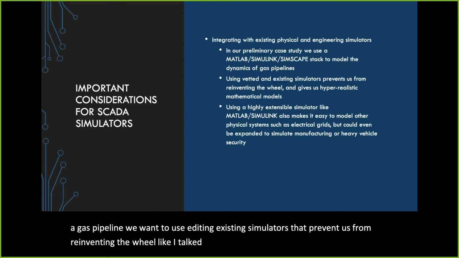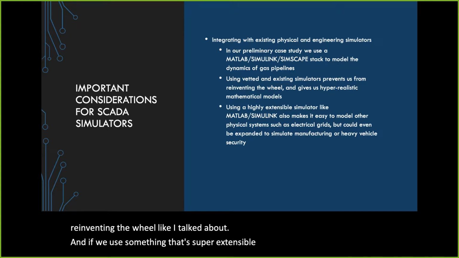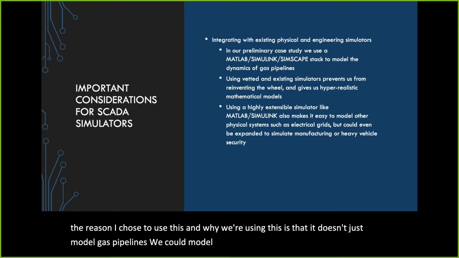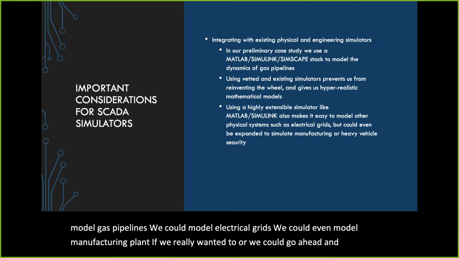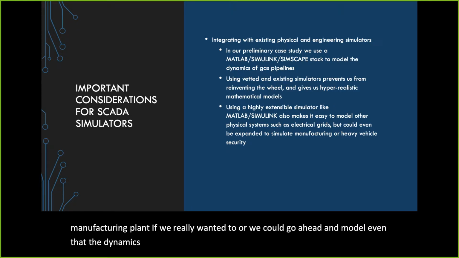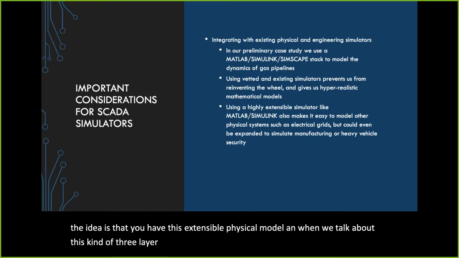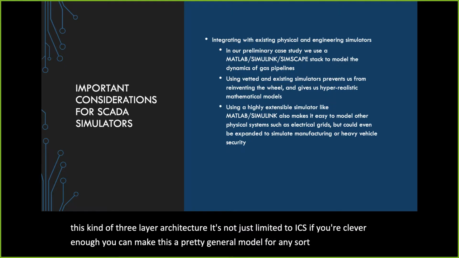And if we use something that's super extensible, like MATLAB and Simulink, part of the reason I chose to use this is that it doesn't just model gas pipelines. We could model electrical grids. We could even model a manufacturing plant if we really wanted to, or we could model even the dynamics of a heavy vehicle and then try to do some ECUs on that. So the idea is that you have this extensible physical model, and when we talk about this 3-layer architecture, it's not just limited to ICS. If you were clever enough, you could make this a pretty general model for any sort of embedded system where there's a control loop.